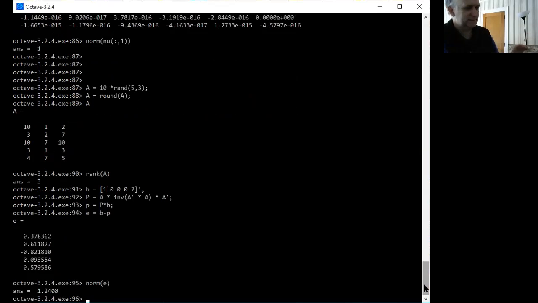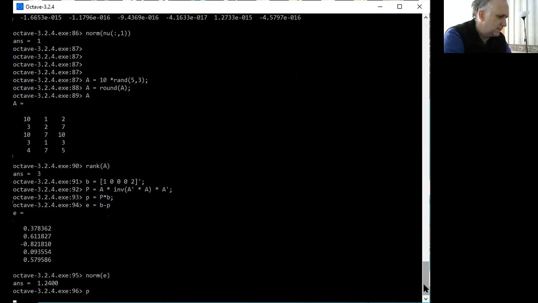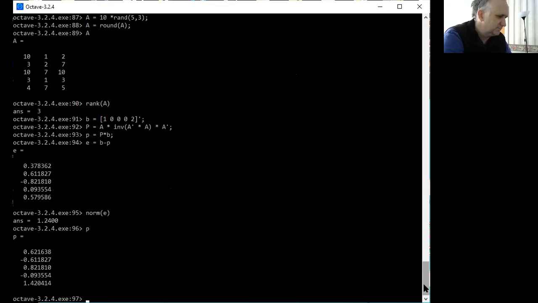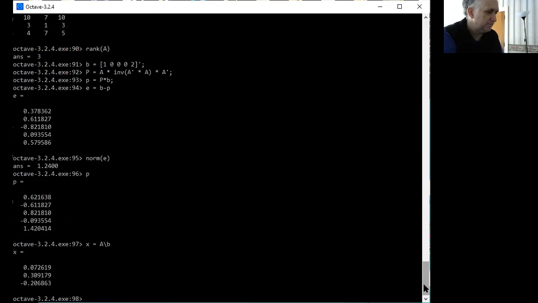Okay, let's now do this another way. Let's see what p is. That's the projection. We could solve the least squares solution. Let's do that too. X equals A backslash B. That's the least squares solution. If I want to find X by solving using the projection we just made, we would say X equals A backslash p. This should be the same thing.